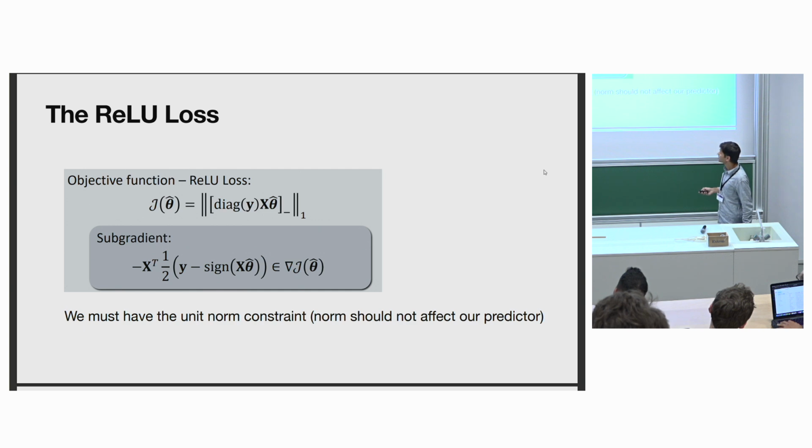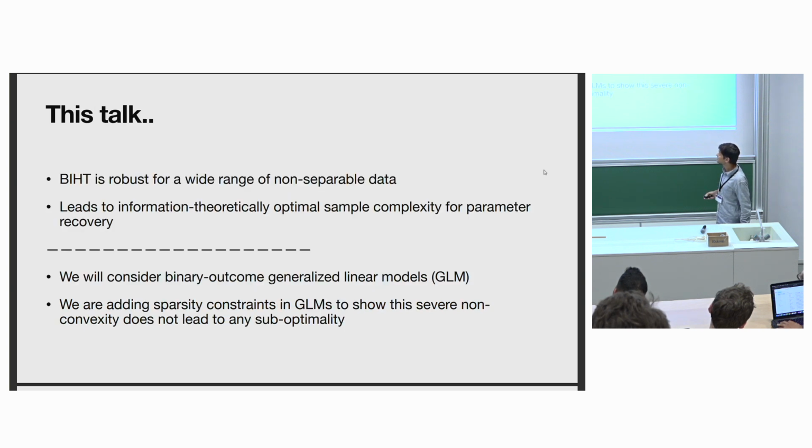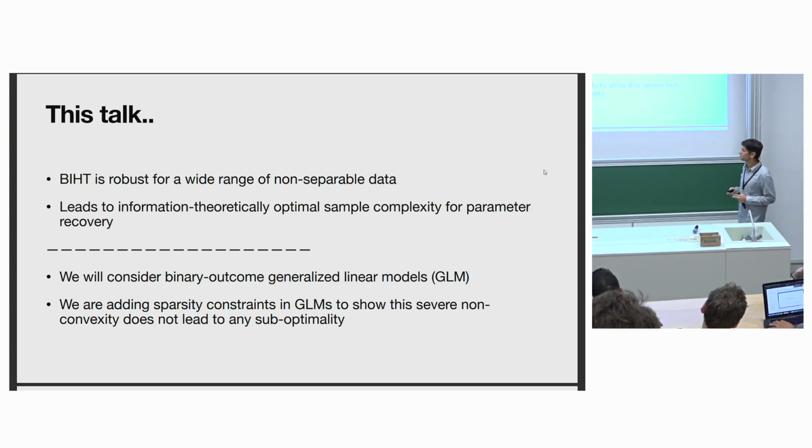I wrote it in the matrix-vector notation, but it is basically the simple thing that I just mentioned. Okay, so there are some interesting properties of this ReLU loss. It has been an agenda of Namrata and me. We had two or three papers on these topics where we are trying to show that BIHT is robust for a wide range of non-separable data. And this GLM, logistic and probit regression, and so on, are actually examples of noisy classification problems where data is non-separable by a half space.